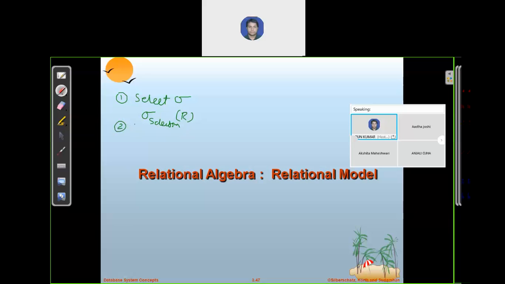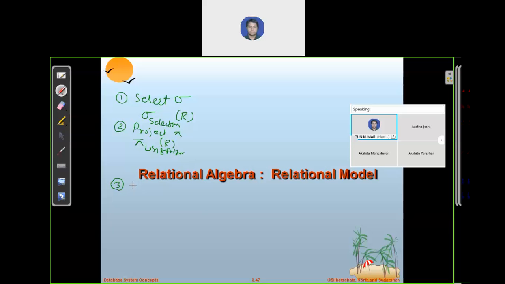And the second operator we saw is project. This project operator will return you the list of attributes or columns of the table of interest. Okay, third we saw some set theoretical operators.